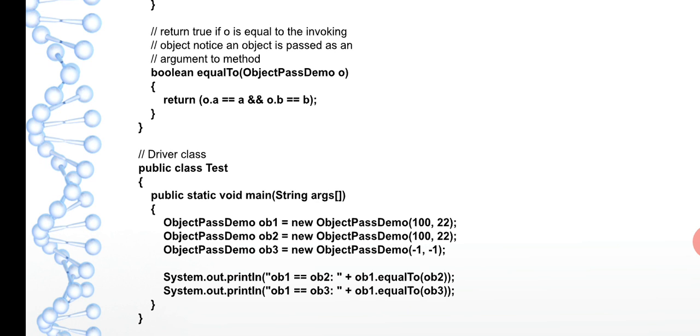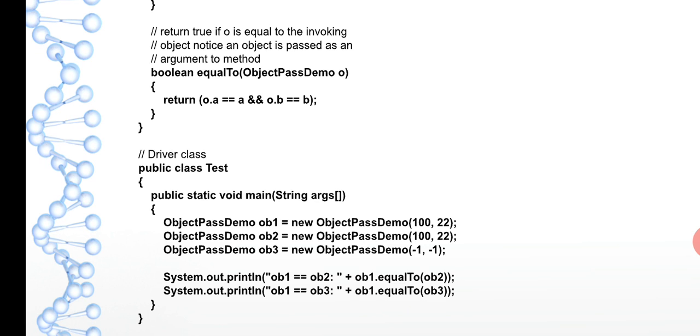But the scenario changes when you go for the last line. See, OB1 equals OB3, whether it is true or not. What are you going to do? You are trying to call the equals method using OB1. Now OB1 has the values 100 and 22, isn't it? OB1's A will have 100, OB1's B will have 22. Using that you are calling the equals method. Now in the equals method, what are you passing? You are passing OB3. Now what is the value of A for OB3? It is -1. What is the value of B for OB3? It is again -1.